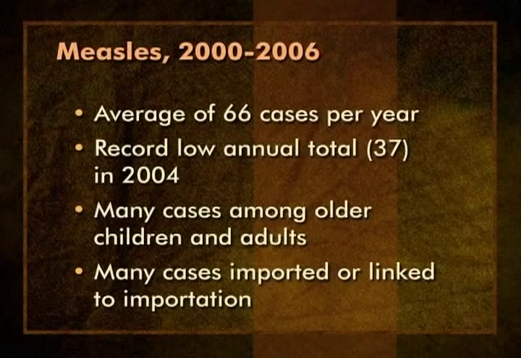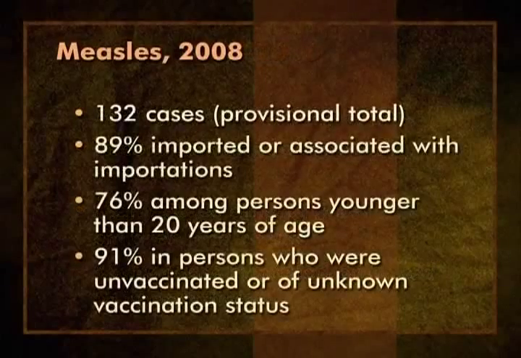Many of the cases are among older children and adults who are either unvaccinated or have received only one dose of vaccine. Many measles cases are imported, meaning the infection was acquired while traveling outside the United States. Many of the remaining cases are linked to importation. For example, in 2006, 52 of 55 reported cases, or 95%, were imported or traceable to importation.